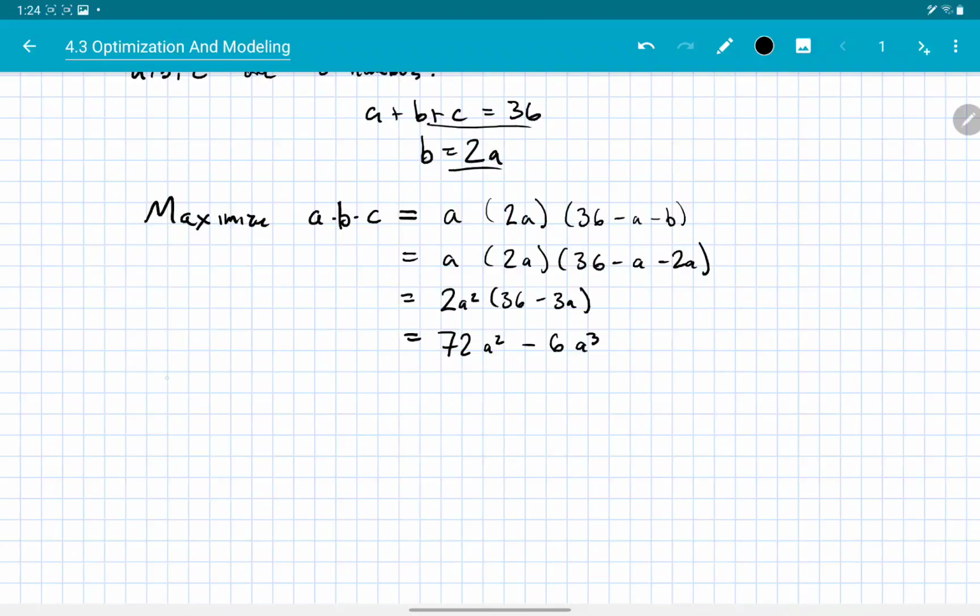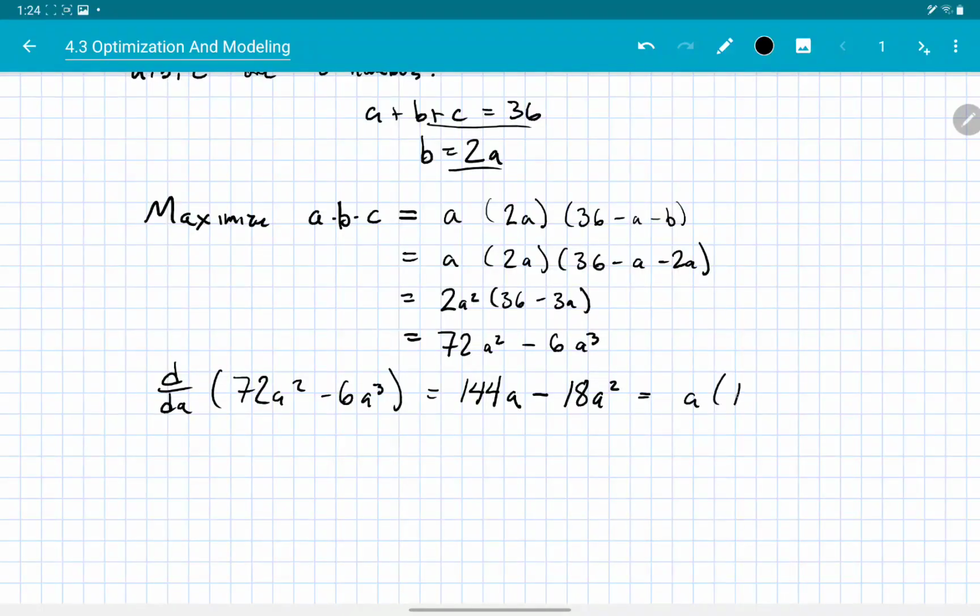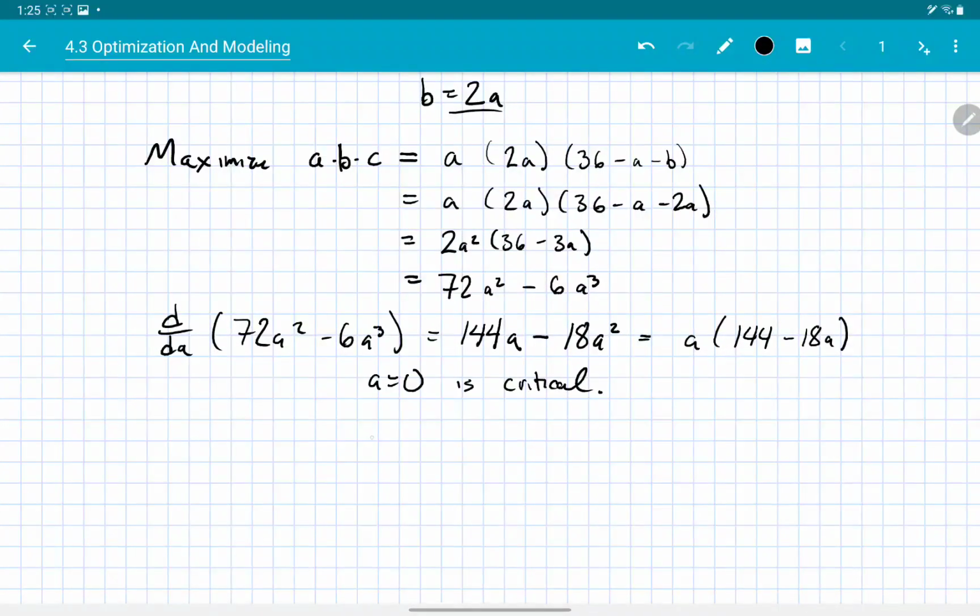Now we can take a derivative of this 72A squared minus 6A cubed. And when we do that, we get 144A minus 18A squared, and we factor, we get A times 144 minus 18A. Okay, A equals 0 is critical, but clearly that's not the right answer, because if A is equal to 0, the product of A, B, and C is 0. So that's not what we want. A equaling 8 is the other answer that we get from there. It's also critical.